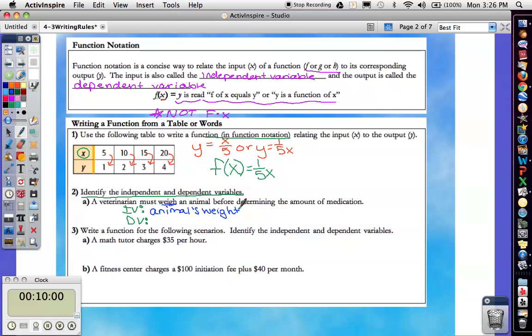But what does the doctor do based off of that animal's weight? The doctor then determines the amount of medicine, so that's going to be dependent. It depends on how big the animal is. The bigger the animal, maybe the more medicine it needs. The smaller the animal, it needs a smaller dosage.